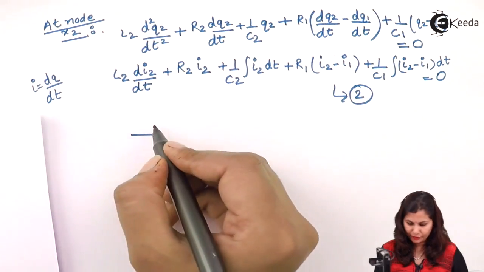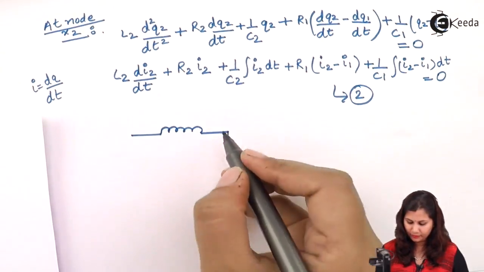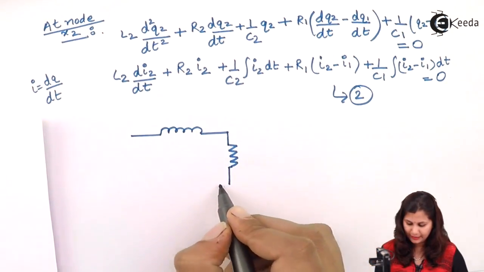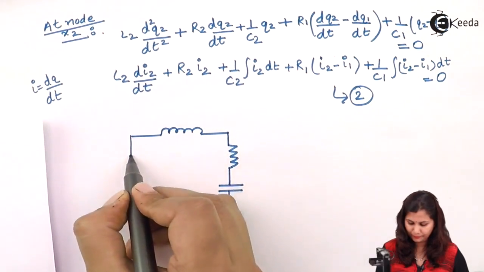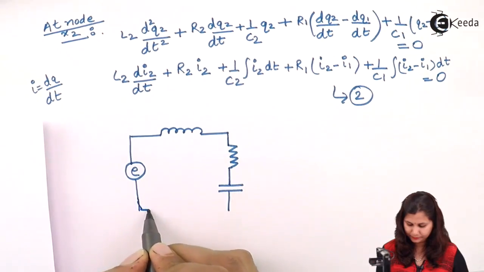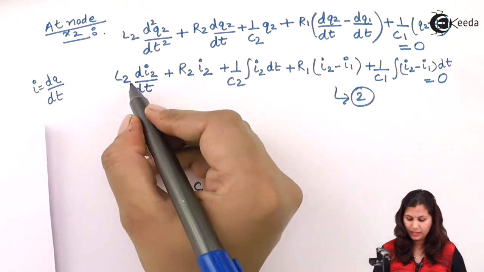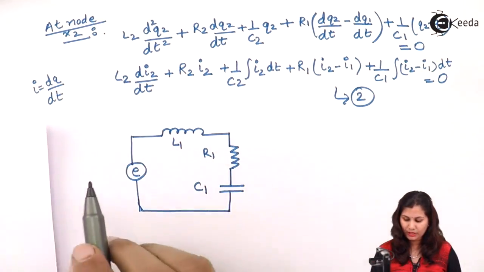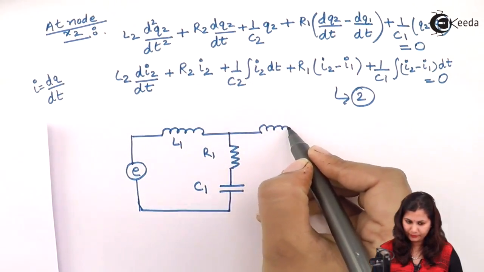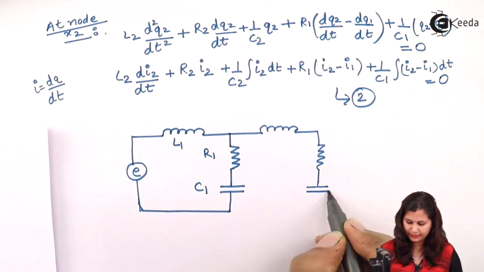So first we will draw L1, then we will draw a parallel line here, and in this parallel line we will have the resistance and the capacitance. This is our voltage E. This is L1, this is R1, and this is C1. Now we have L2, R2, and C2 also. So we have here L2, this is R2, and this is C2.